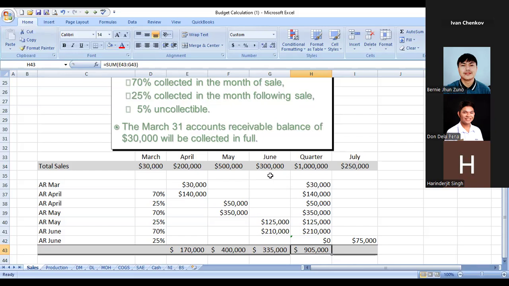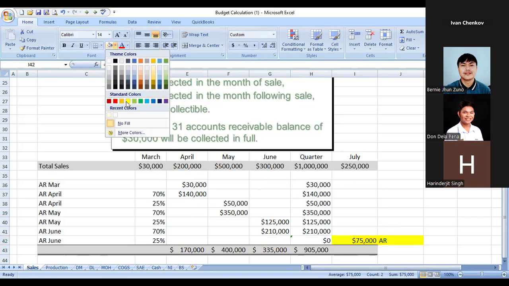Now, what's going to happen with the 25% of the June sales? Well, those 25% will be collected in July. What that means is that at the end of the month of June, we're going to have accounts receivables for $75,000, which we know that we have to collect in July because we already did the sales in June.